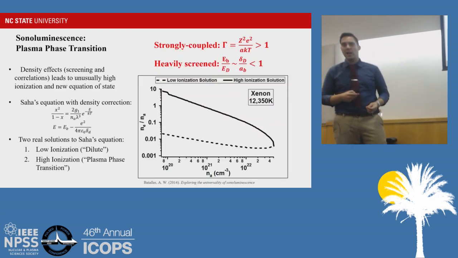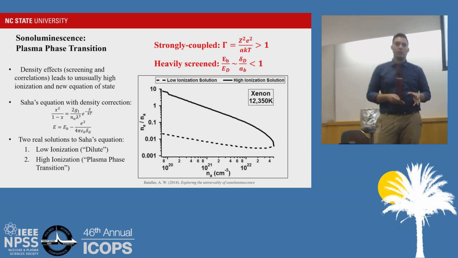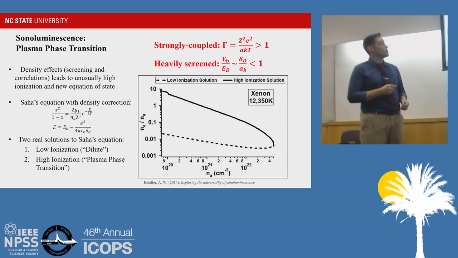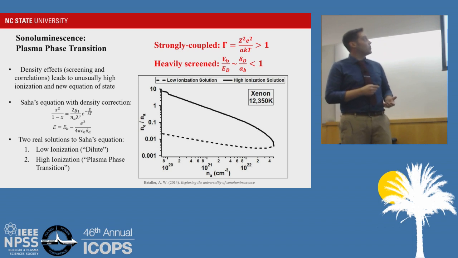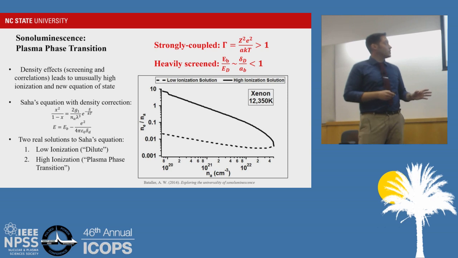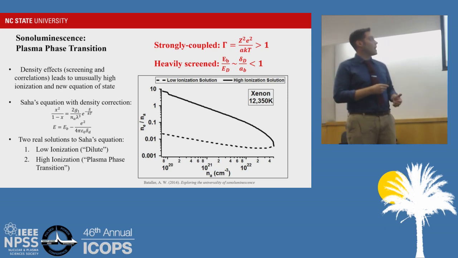So then what's actually happening? What we believe we're seeing is actually a different phase of matter altogether. We believe that when you add density effects such as screening and correlations, what you actually find is that this leads to unusually high levels of ionization. And the theory for this is by no means complete, but there is a way to approach this, and that's by adding these corrections to what's known as Saha's equation.